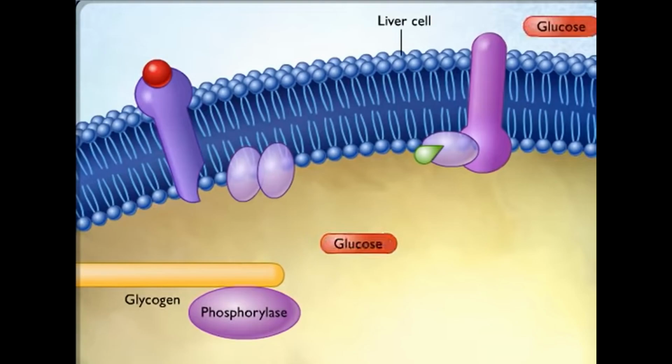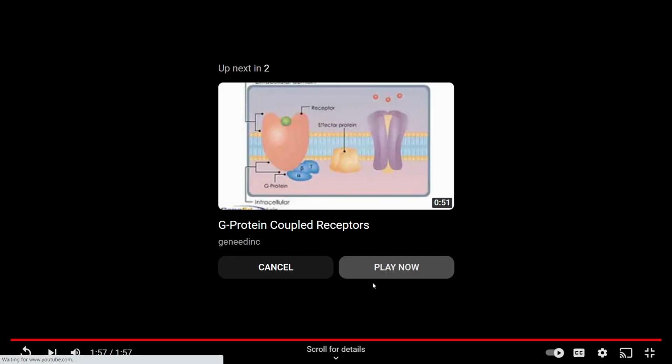Why would you want to have glucose in your blood during the fight or flight reaction? Because it gives you more energy, so you can run faster.